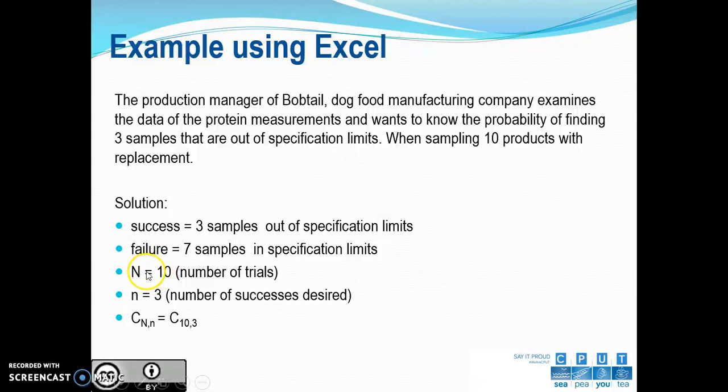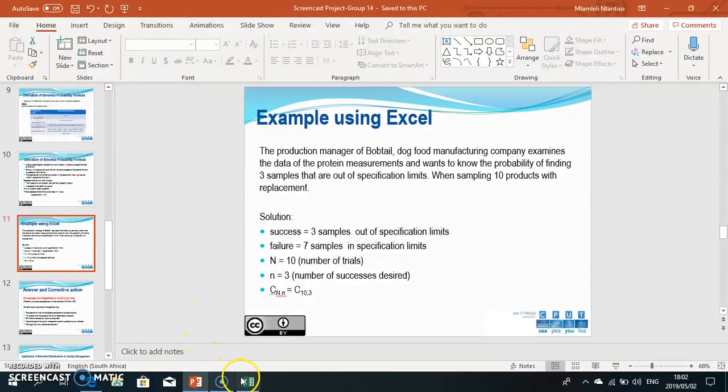And the total number of trials, n, is 10, and the number of desired successes is 3 and is given by this combination. Now let's jump to Excel to do the calculations.